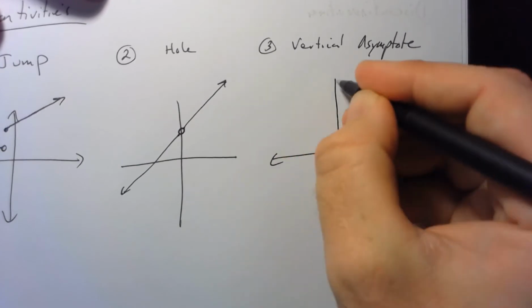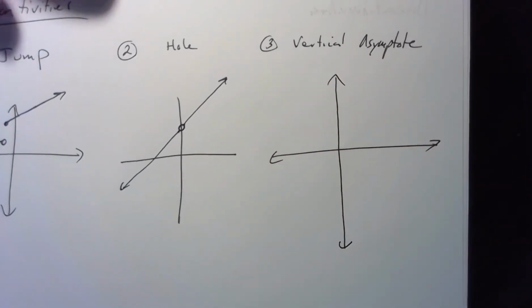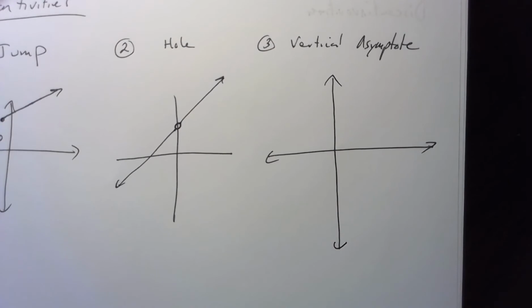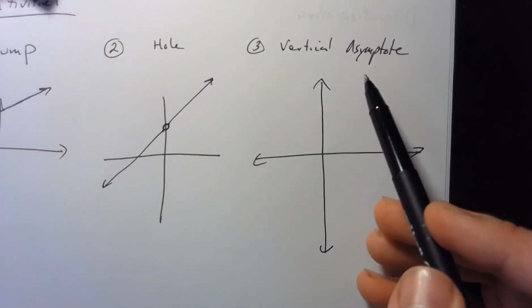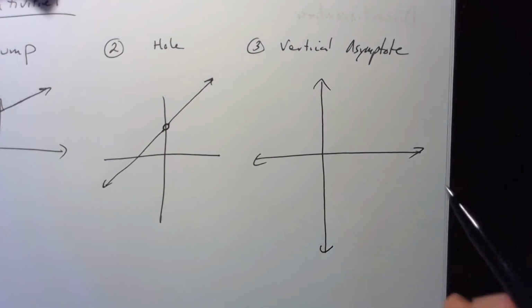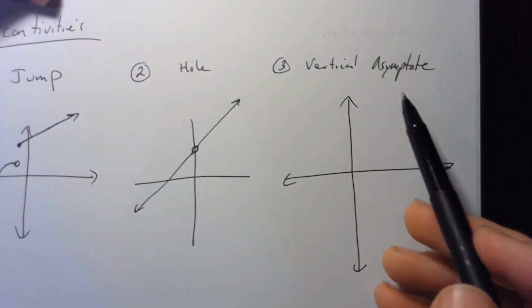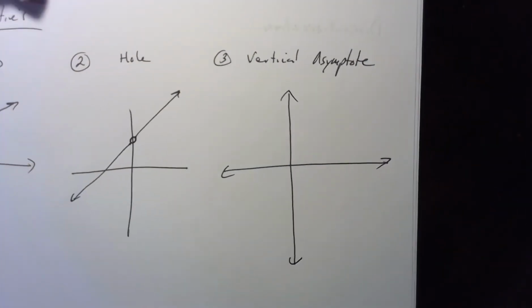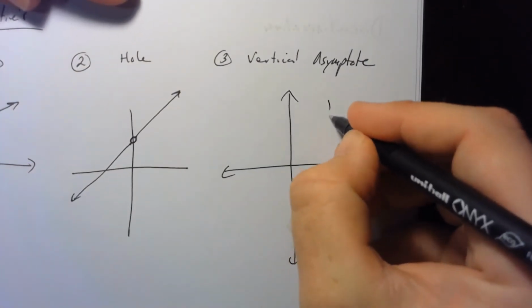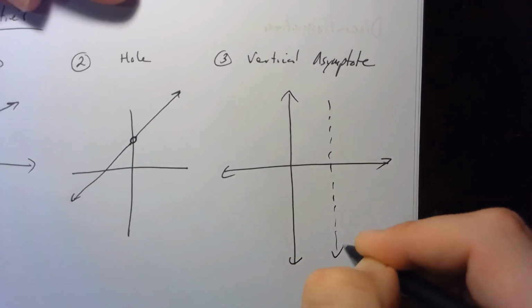Now, an asymptote is specifically an imaginary line that guides the function in some specific way. In most cases, rational functions have both vertical asymptotes and horizontal asymptotes, but please make note that a vertical asymptote is a discontinuity, while a horizontal asymptote is not. So in this case, a vertical asymptote would appear as a dotted line on a graph.